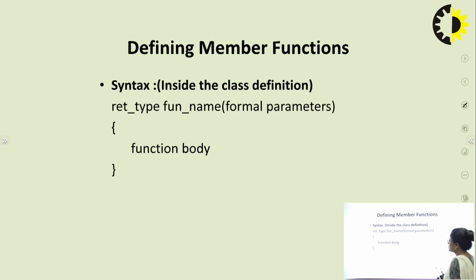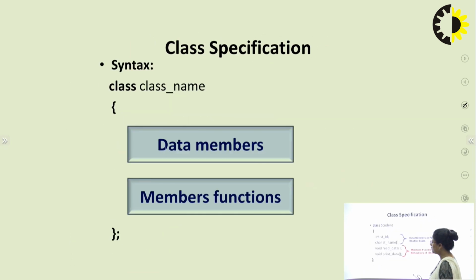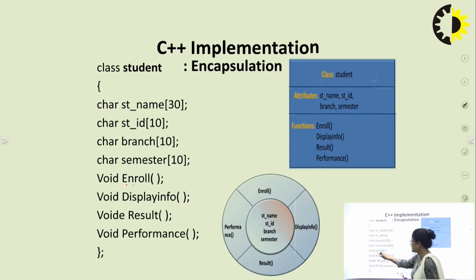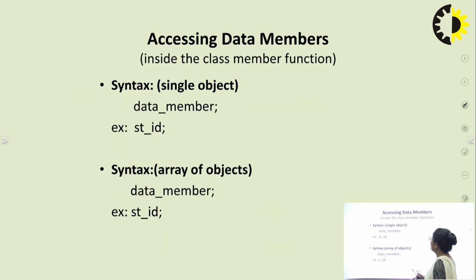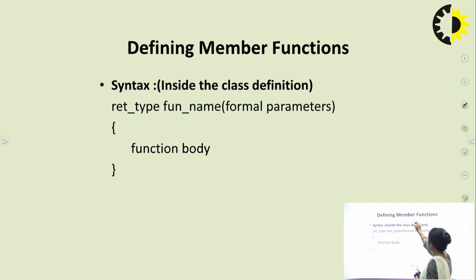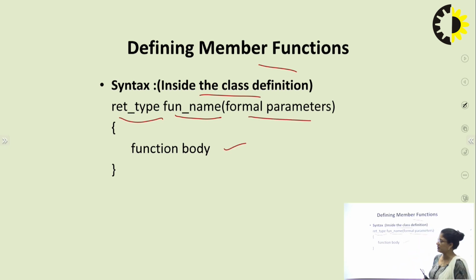And if you are talking about defining the member functions, as I told you in this particular example, when we go for a class definition, in the class definition you have the functions, and this function you can define inside the class or outside the class. So this is what I'll be talking about right now. If you're defining the member functions inside the class, you simply write the member function name, the return type, the arguments and the body. This is a typical function definition.